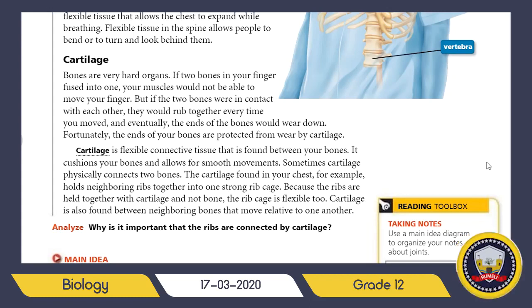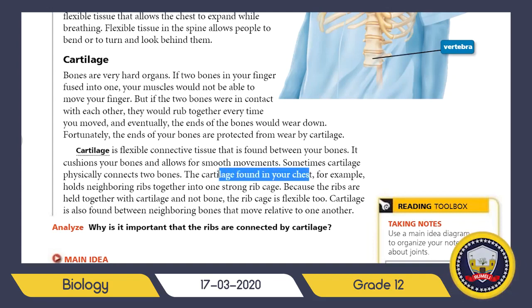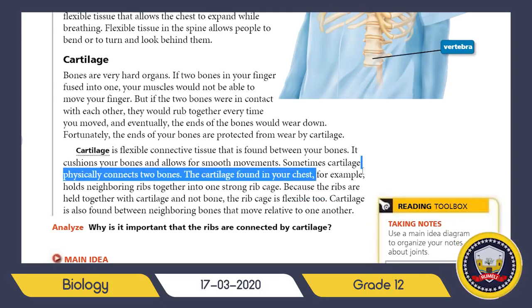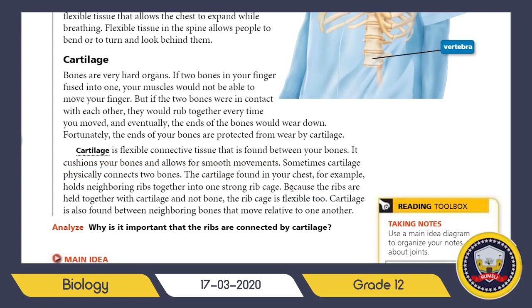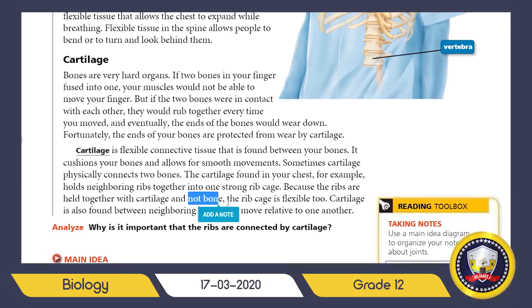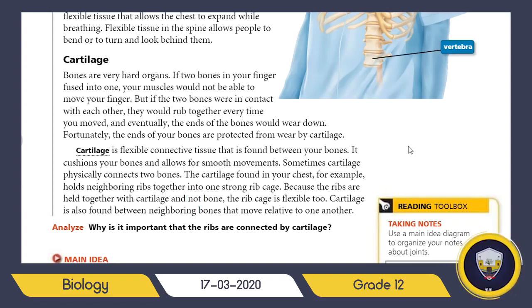Sometimes cartilage physically connects two bones. The cartilage found in your chest is a very good example. It holds neighboring ribs together into one strong rib cage. Because the ribs are held together with cartilage and not bone, the rib cage is flexible too. Cartilage is also found between neighboring bones that move relative to one another.